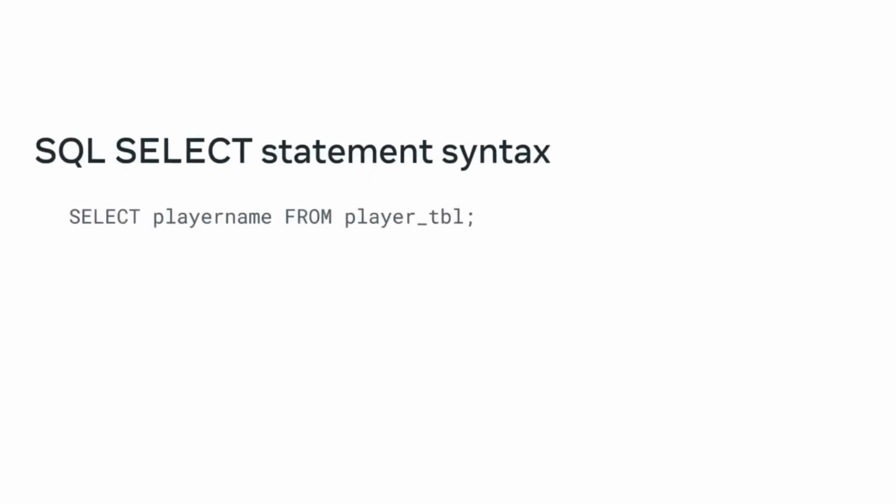For example, if I want to query data about the names of players from a soccer club database, I could use the following syntax: the select keyword, the player name column, and the from keyword, and finally the name of the table, which is player table. And although it's not mandatory, a semicolon is often added to mark the end of a SQL statement.